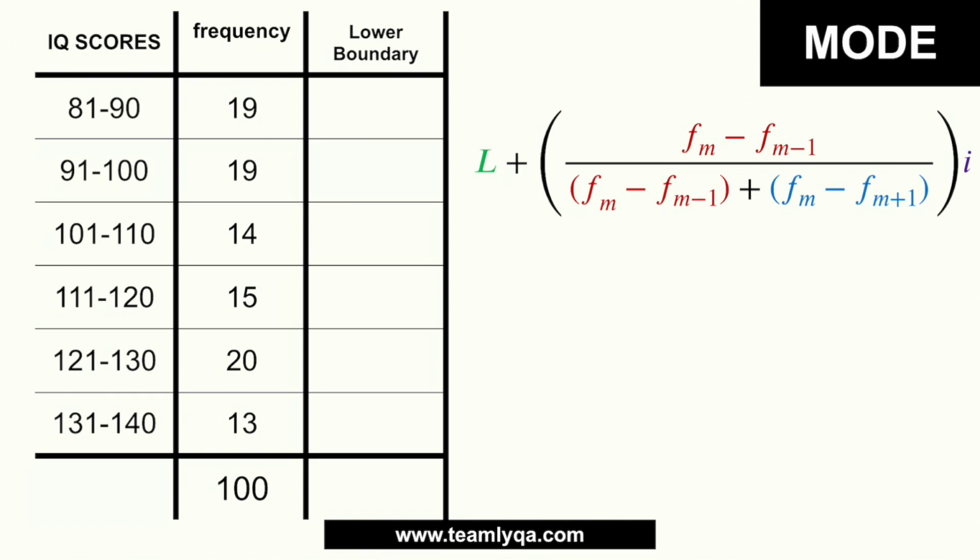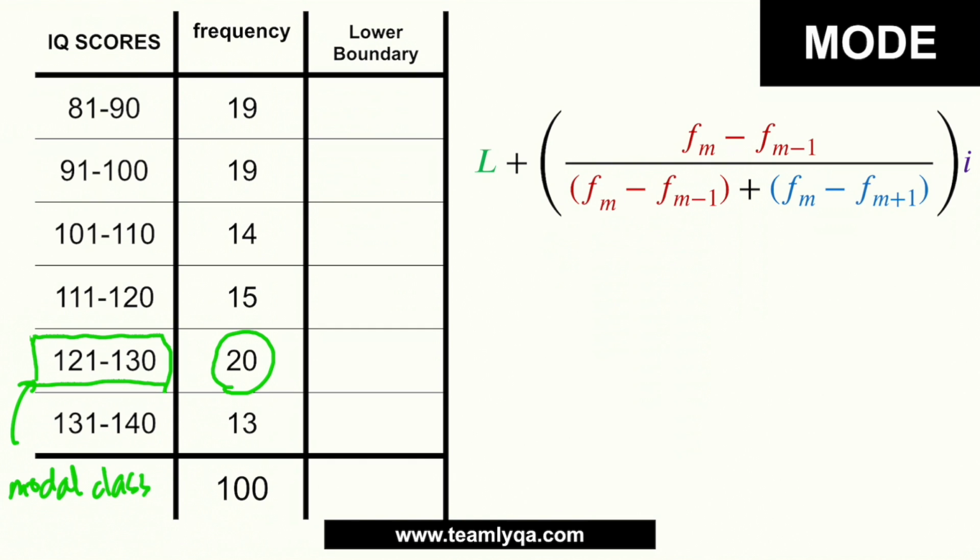Ang modal class natin would be yung class na may pinakamaraming frequency. Okay? So, ito 19, 19, 14, 15, 20. Ibig sabihin, ang ating modal class would be ito, yung 121 to 130, kasi siya yung may pinakamaraming frequency. Okay? So, again, this right here is our modal class.